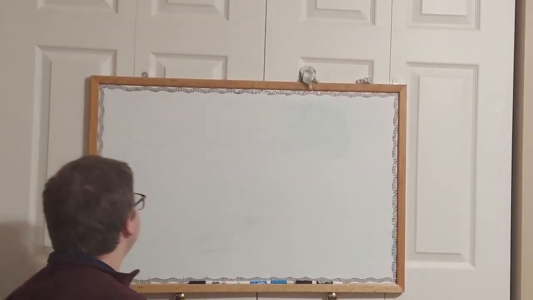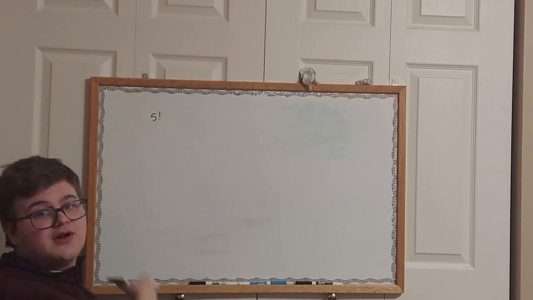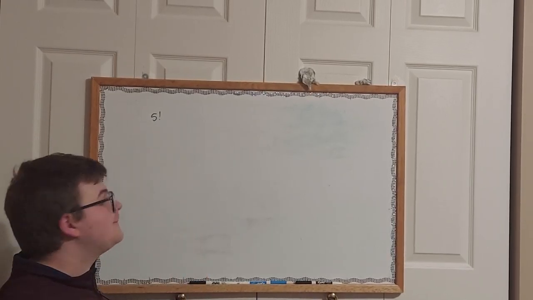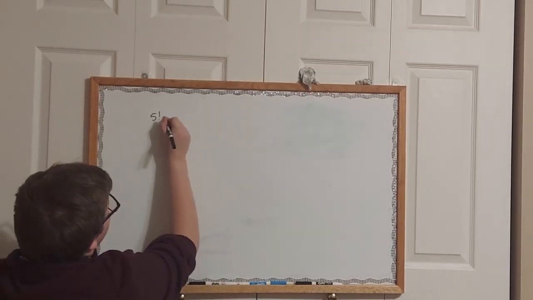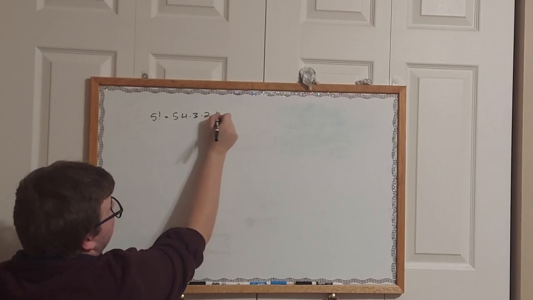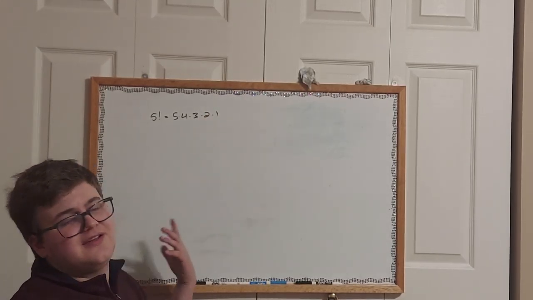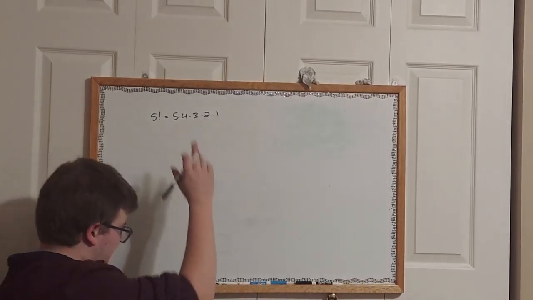In your math career, you have probably come across something like this, where we have an integer number to a factorial. The factorial, we've been taught, is simply 5, and then you go to the next integer down, the next integer down, the next integer down until you get to 1. And that is multiplied all together, and boom, you get your factorial.